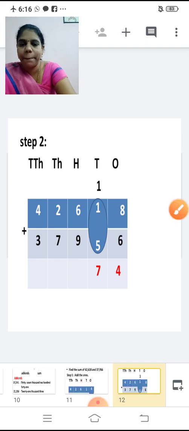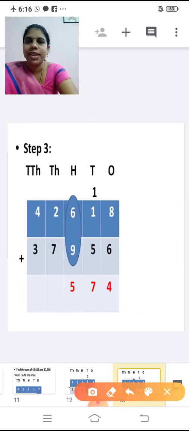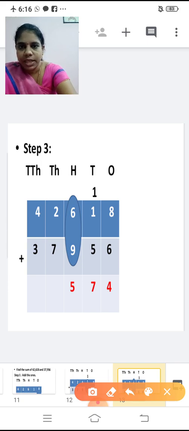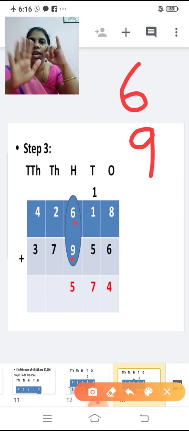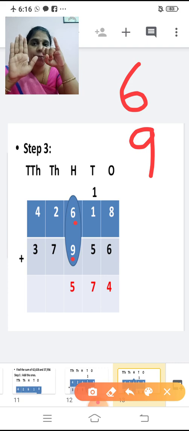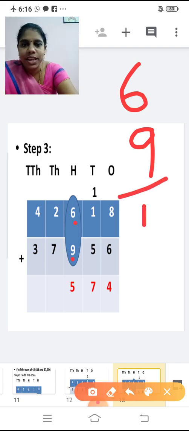Now what is the next step? First we added the ones place, then the tens place, then we'll move on to the hundreds place. What are the digits in the hundreds place? 6 and 9. See, I have circled it, right? We are going to add 6 and 9. You can add in any order. I'm keeping 9 in mind, 6 on the fingers. After 9, I'm going to add 6 numbers: 9, 10, 11, 12, 13, 14, 15. So 9 plus 6 is 15.